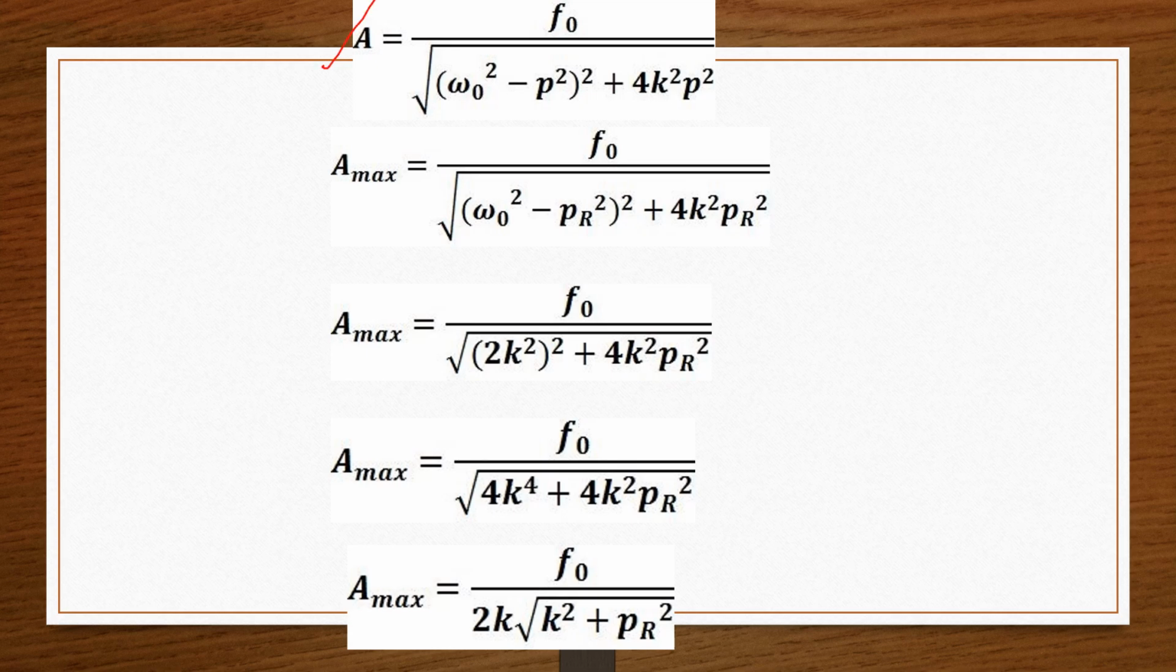So in the expression for amplitude, when you put the value of the driving frequency p equal to p_R, you get the maximum value A max for amplitude. So on substituting p_R instead of p, you will get A max is equal to F0 by root of the quantity 2k squared the whole square plus 4k square p_R square, or on simplifying, you get the value of A max as equal to F0 by 2k into root of k square plus p_R square. So please remember this equation too.